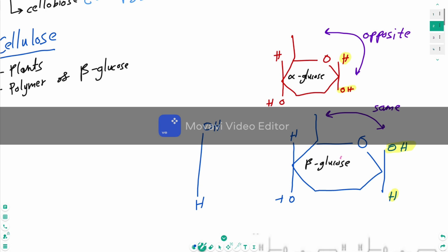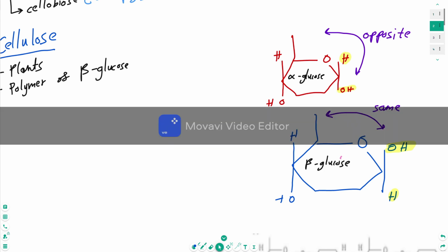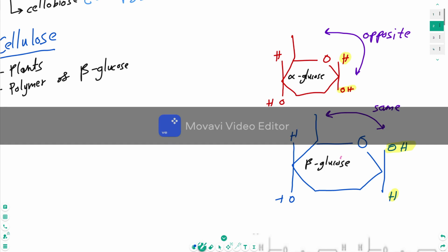So it does still form glycosidic bonds with each other, but you need to invert the adjacent beta glucose molecule in order to form these glycosidic bonds. Because there's an OH here and an OH down here, these can't form hydrogen bonds. You can't form a diagonal glycosidic bond. So they need to be fully straight on. So what we need to do is invert this next molecule here.